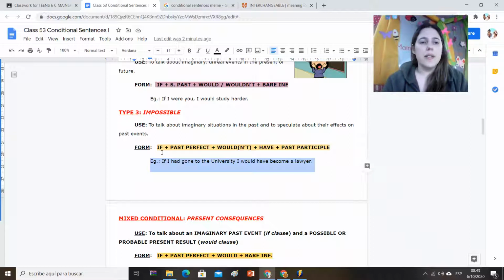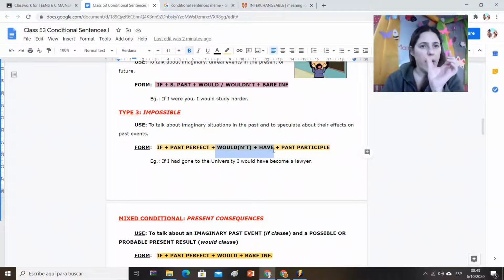The structure here is if plus past perfect, and then would have, I'm going to underline it, and then the past participle. Okay? Remember, as I said before, follow the structures. Do not change tenses. You can move the clause, but not the tenses inside the clause.